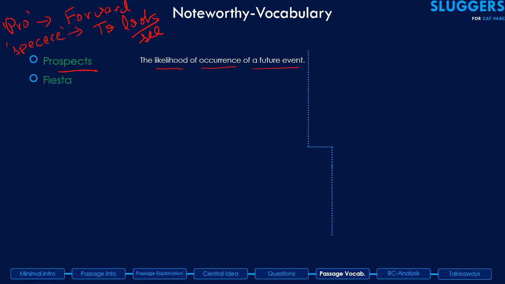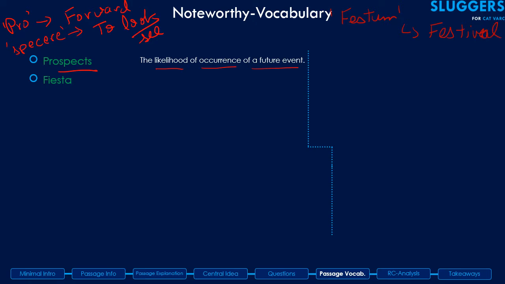All right, let's come to the next word, fiesta. Now, fiesta is an interesting word. It comes from the root festum. I think festum is also a Latin word that stands for basically festival. As simple as that. Stands for a festival.